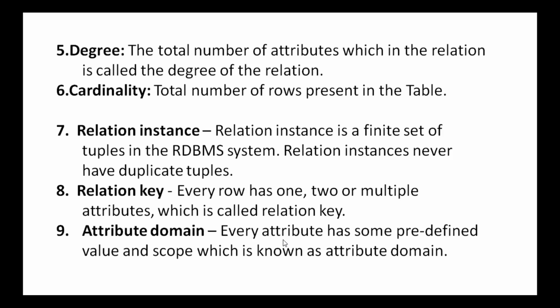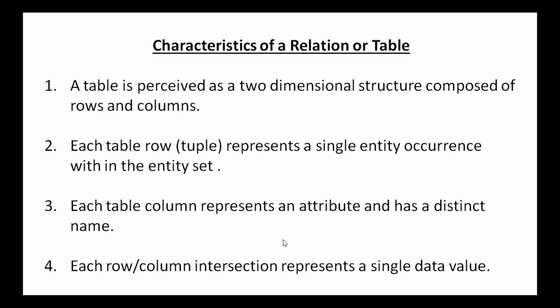For example, when you have a GPA column in your student table, the minimum value is 0.0 and the maximum value is 10.00, like that. When you have a marks column for an individual subject, then you need to enter a value from minimum 0 to maximum 100 or 75, like that. So every attribute has a range of values from minimum to maximum value. That is known as the attribute domain.